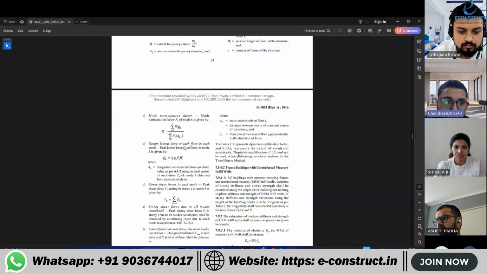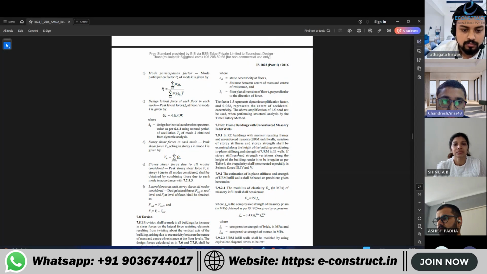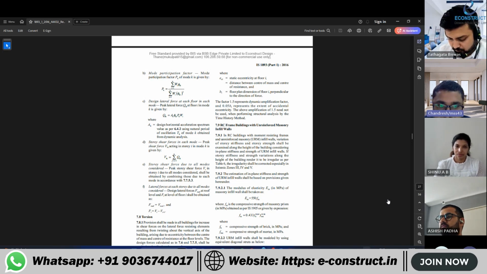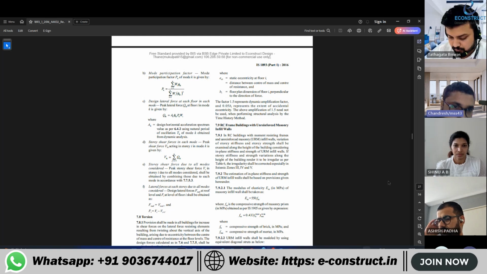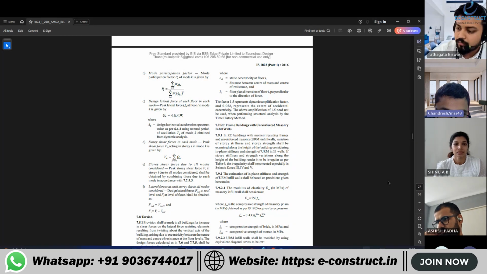E. Storey shear force due to all modes considered. Peak storey shear force Vi in storey i due to all modes considered shall be obtained by combining those due to each mode in accordance with 7.7.5.3. F. Lateral force at each storey due to all modes considered. Design lateral force F.